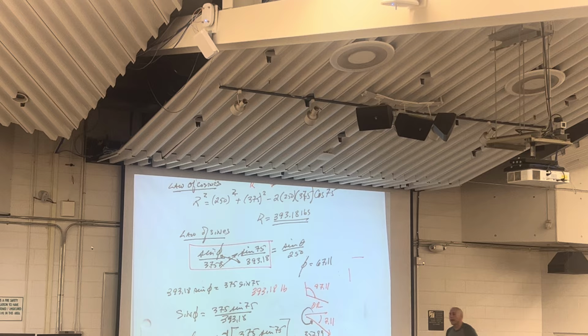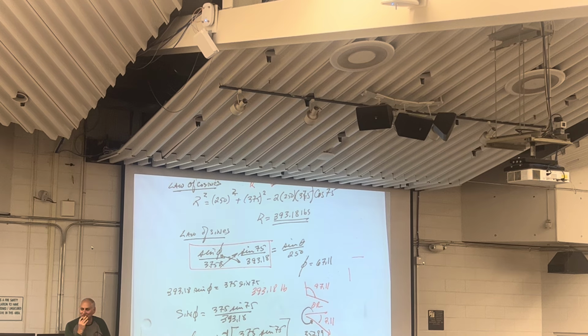Is there any real life use for the head to tail method? No, the head to tail method is academic, whereas the component method is what you might use outside in the real world. Can you flip the sine law around in order? That's correct. It doesn't matter. It's a ratio. I can put them wherever I want.